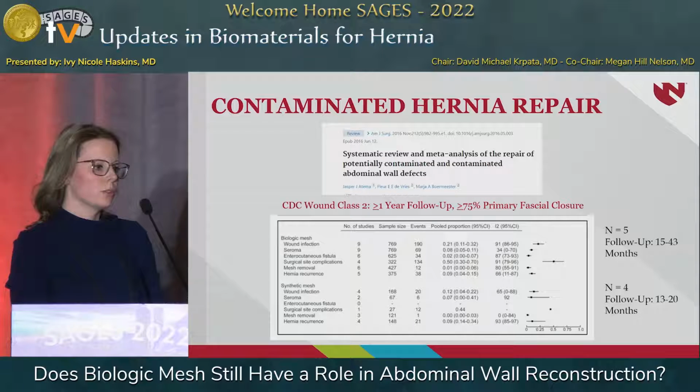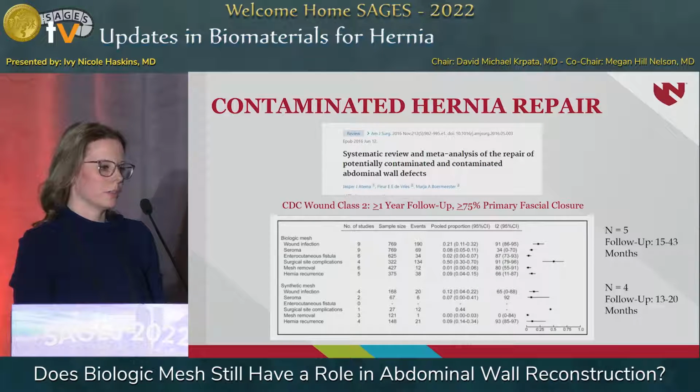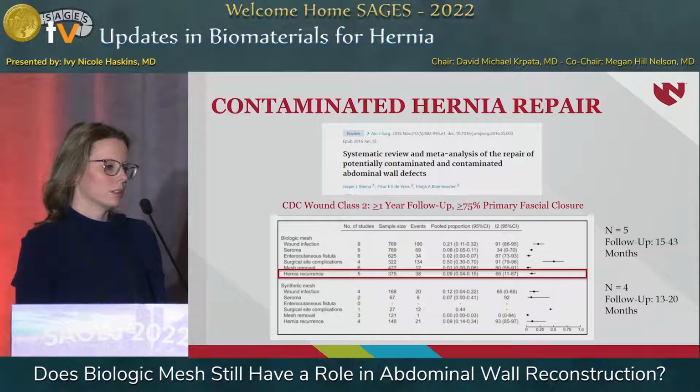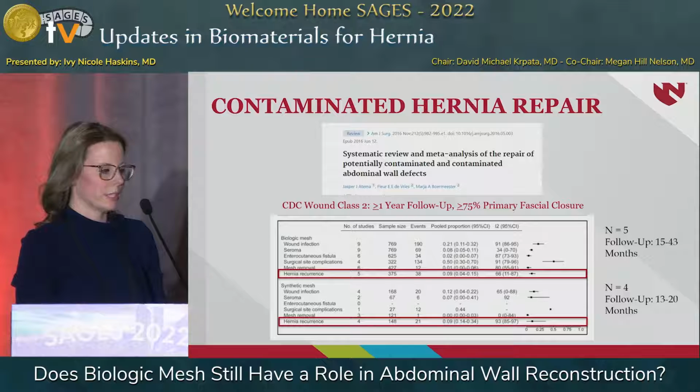And in order to be included in the analysis for the hernia recurrence, you had to have at least 1 year follow-up in the study, and at least 75% of those patients in that study had to have primary fascial closure. So in the biologic mesh group for CDC wound class 2, there were 5 papers with a follow-up that ranged between 15 and 43 months, and they found that the rate of hernia recurrence was 9%. In the synthetic mesh arm, there were 4 papers that met this inclusion criteria, and the follow-up ranged from 13 to 20 months, and they found that the rate of hernia recurrence was also 9%.